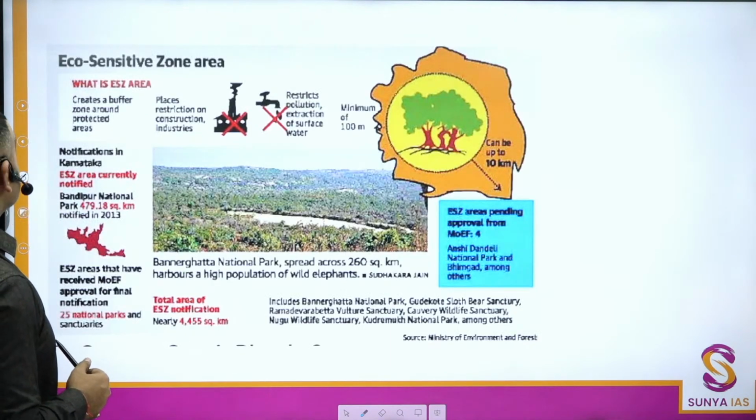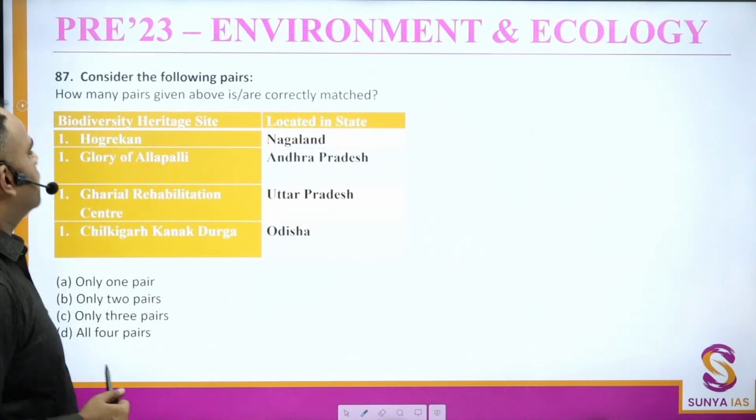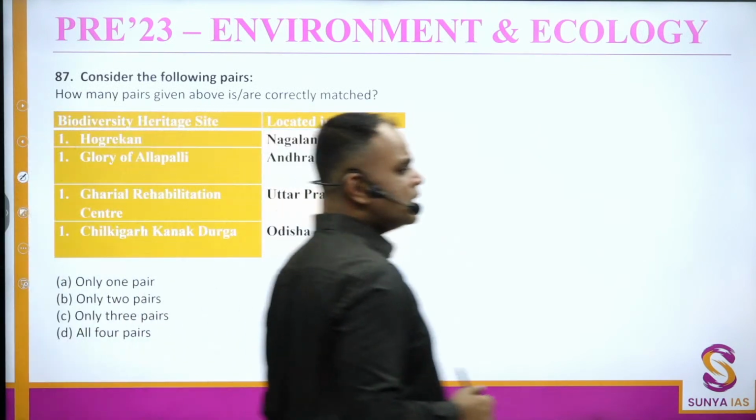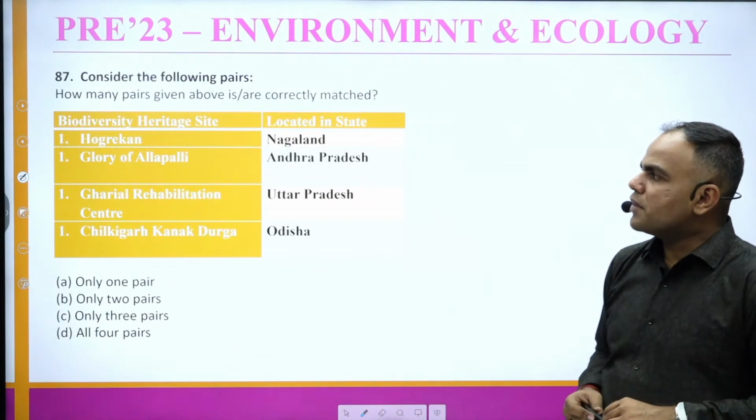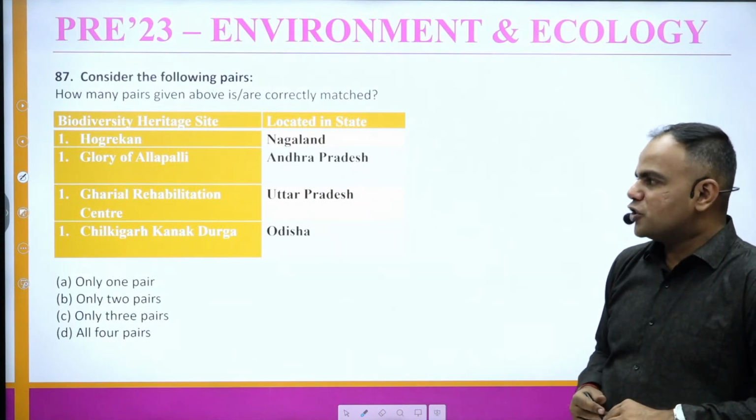Okay, these are eco-sensitive zones. Now, the next question. So there are different biodiversity heritage sites, and you have to match them.